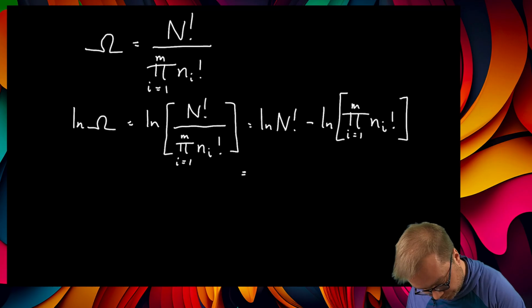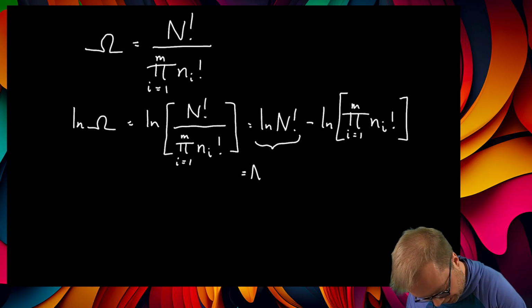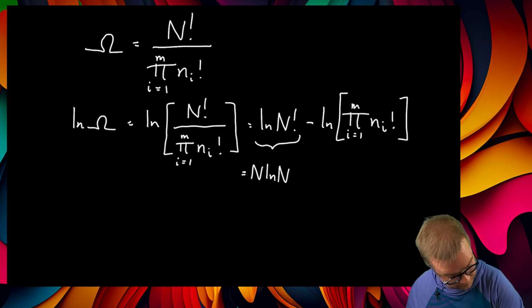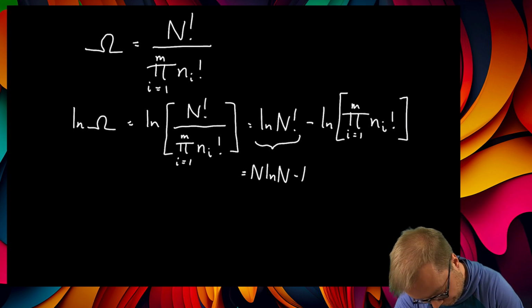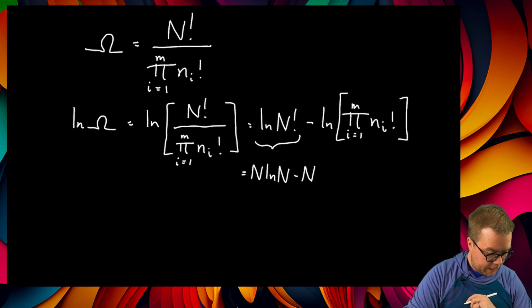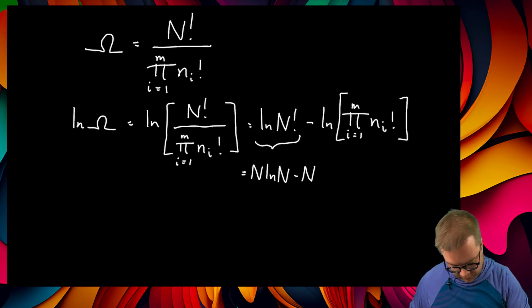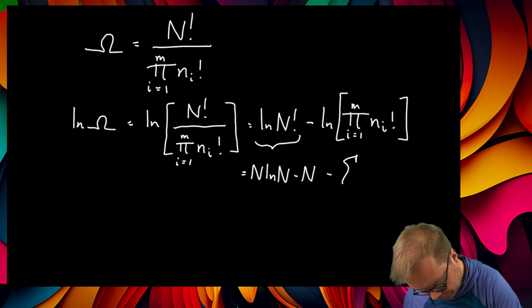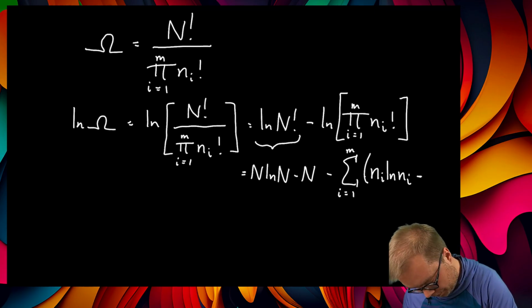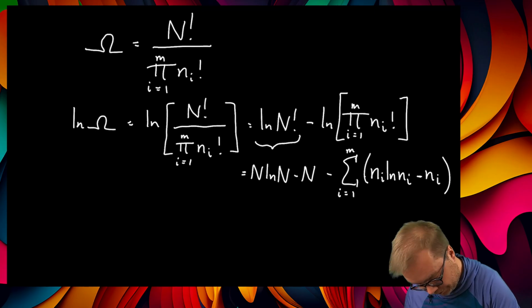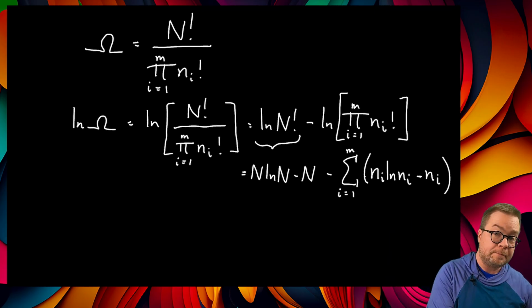All right. And again, we've got that product of factorials. And so this is going to come out to the first term here being n log n minus n. And then we've got minus the summation as i goes from 1 to m, or 0 if you want, doesn't matter, of n sub i log n sub i minus n sub i. And so that's Stirling's approximation from the second term.